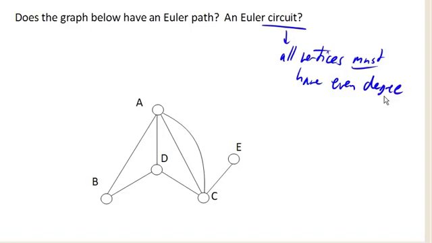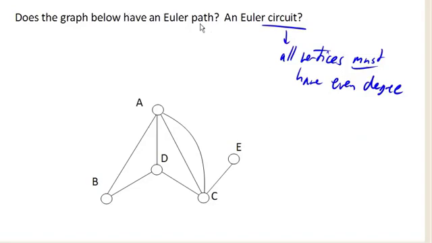Even numbered degrees, like 2, 4, 6, 8, right? And the idea is really simple: we need to make it so that every time we come into a vertex, we have a way out. So if I have another way in, I need another way out. And so we need even degrees on all of our vertices.